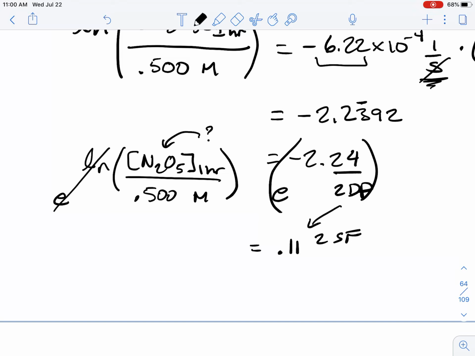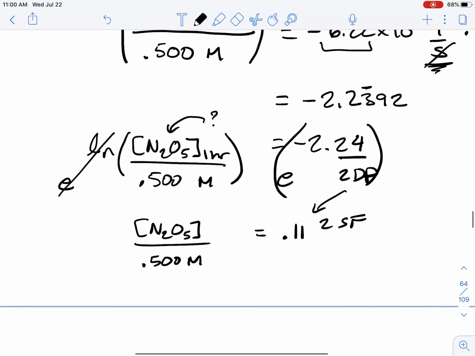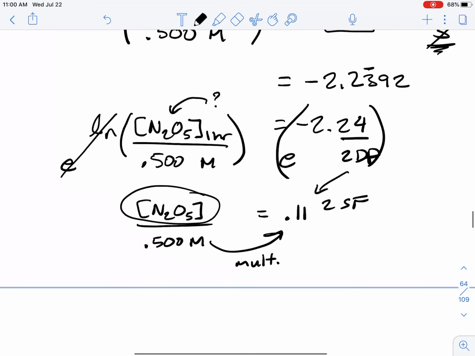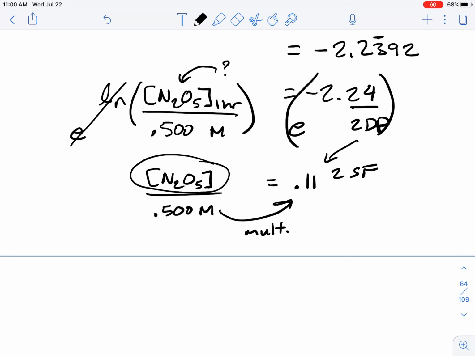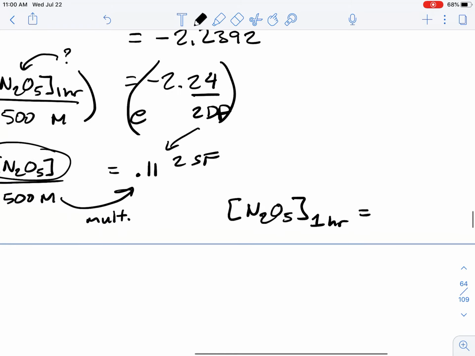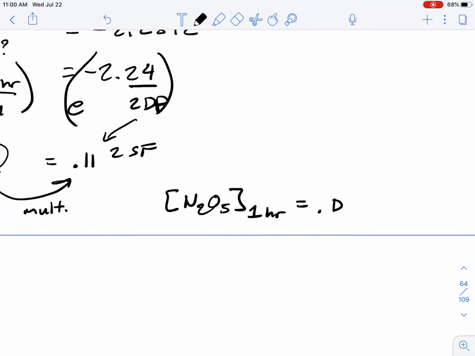And so that's going to leave us with the concentration of N2O5 over 0.500 molar. And so you guys are going to simply solve for this term, and you're going to multiply 0.5 over to the other side. And so the final answer that you guys are going to get, so this is the concentration of N2O5 after 1 hour has passed, is equal to 0.053 molar.